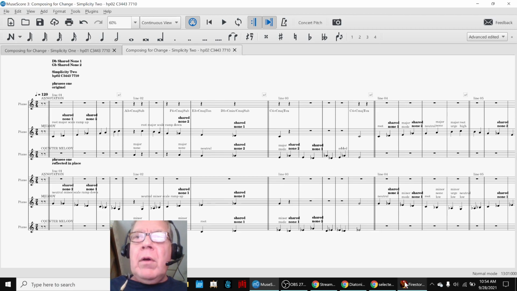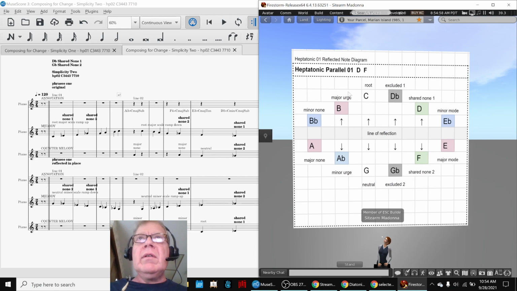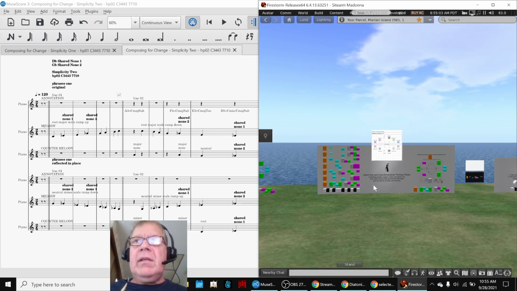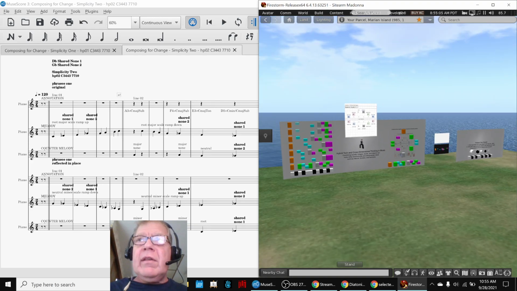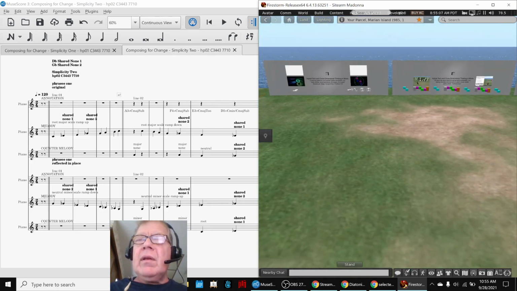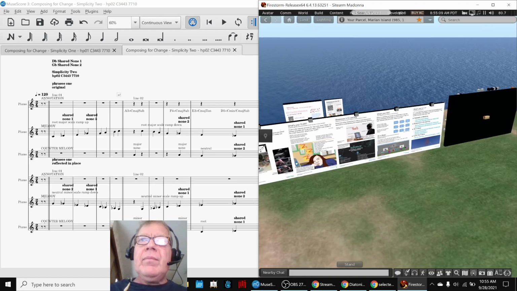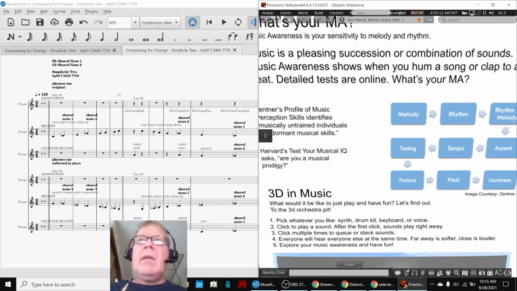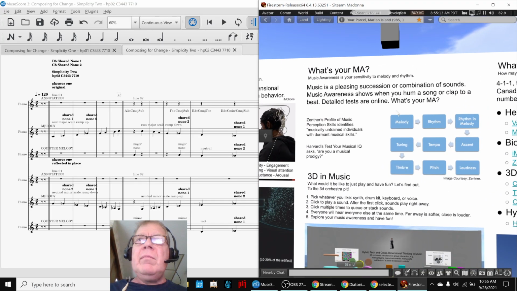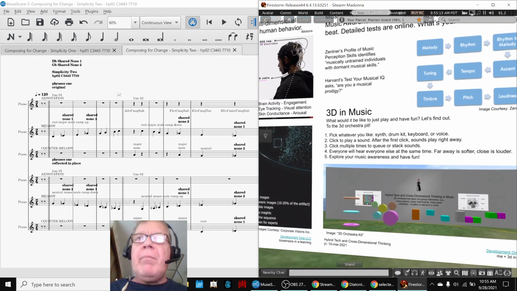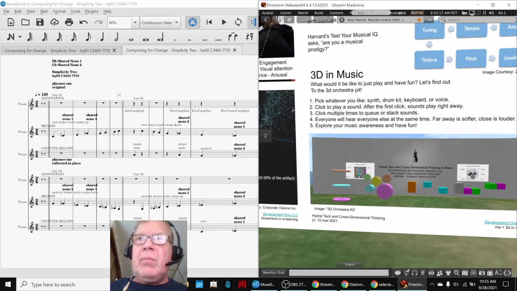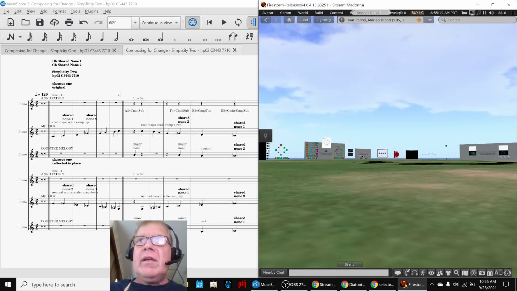Then we hopped over to our virtual world, which some of you may remember from composing in multiple dimensions. And in this area, our interactive music demo uses a placard that kind of says: what is music awareness? And then we jumped into what we call the 3D orchestra pit, which is a picture of us here.